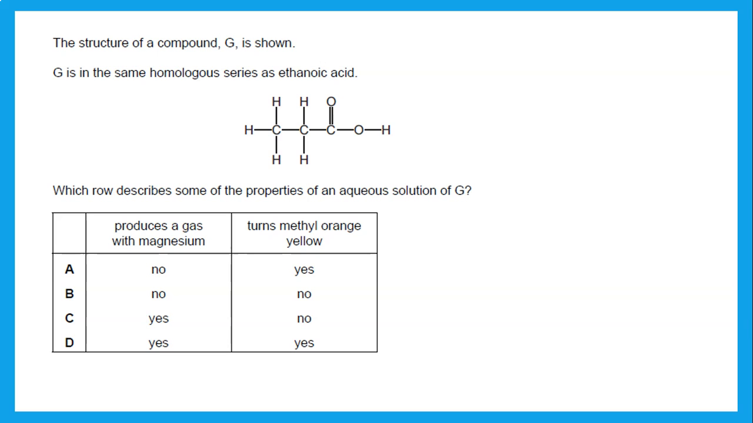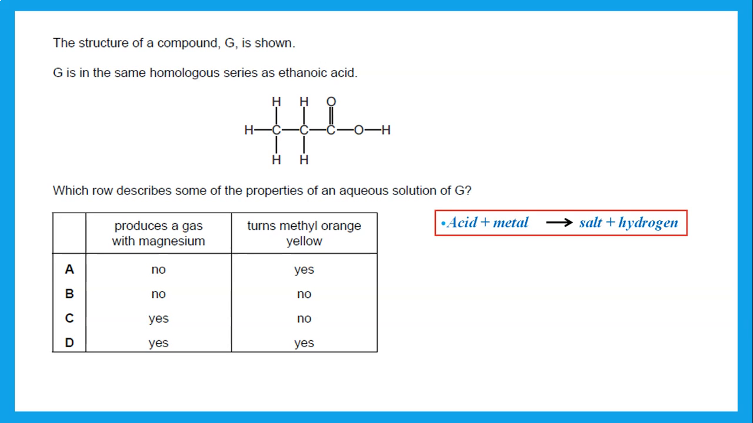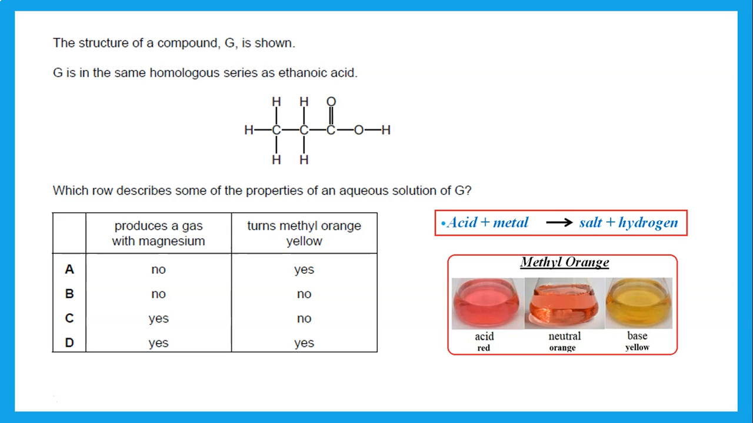What about its effect on methyl orange? So remember that acids react with metal to give something, which we call a salt, plus hydrogen gas. And what is the effect of acids on methyl orange? Remember that methyl orange in acid is red. So the question says, does it turn methyl orange yellow? No. Methyl orange in base is yellow. But in an acid like this acid, which is actually propanoic acid, it will turn methyl orange red. So my answer here is C.